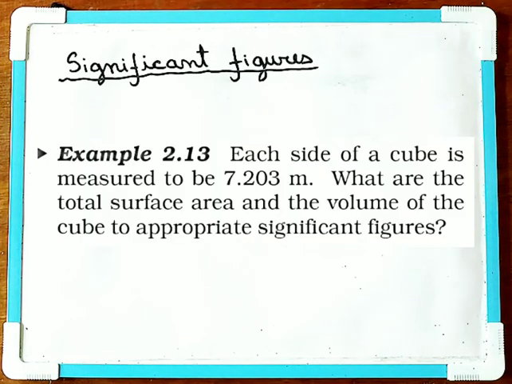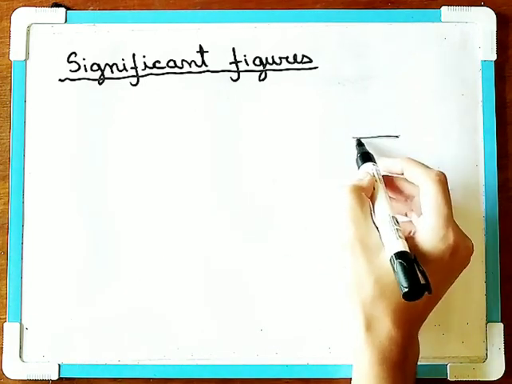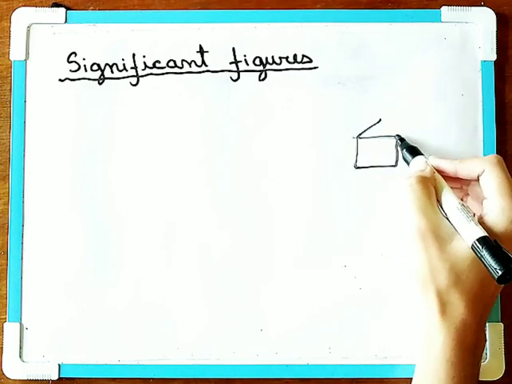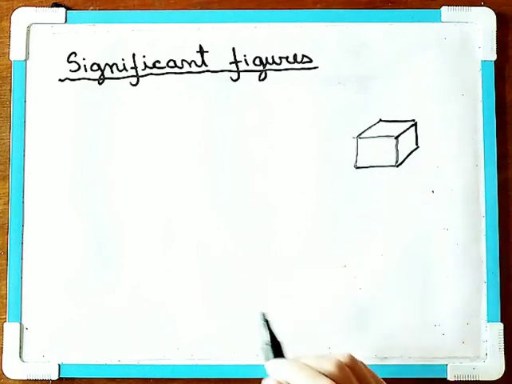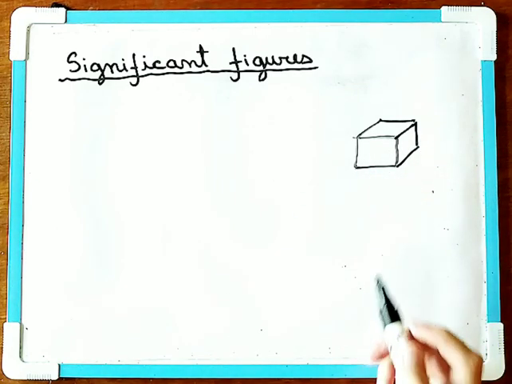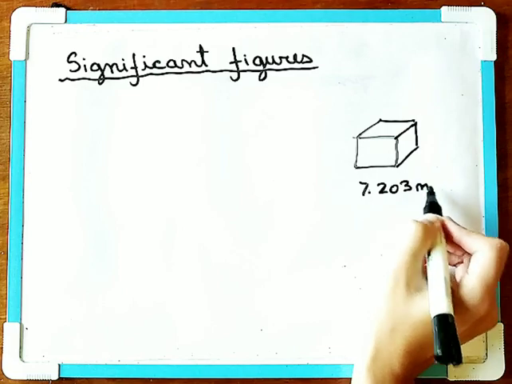Now let's take an example. Here we have each side of a cube measured to be 7.203 meters. What are the total surface area and the volume of the cube to appropriate significant figures? So we have a cube. Now all the sides of the cube are the same. Here the side of the cube is given to be 7.203 meters.